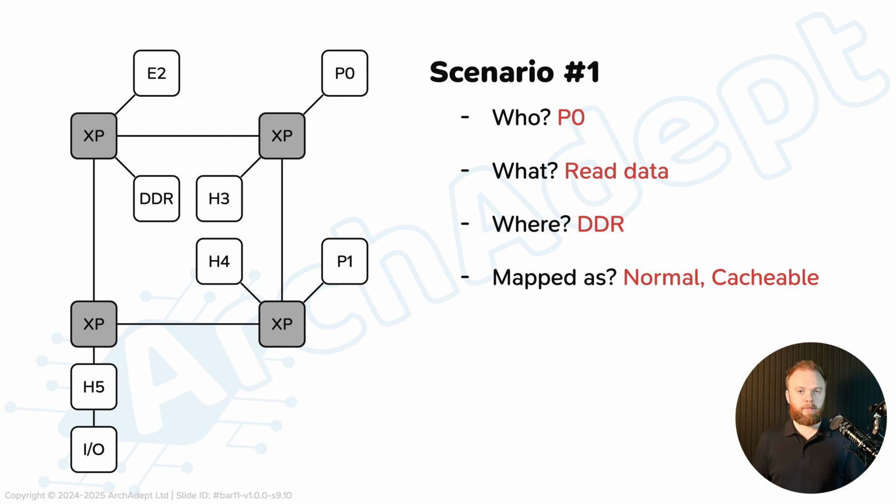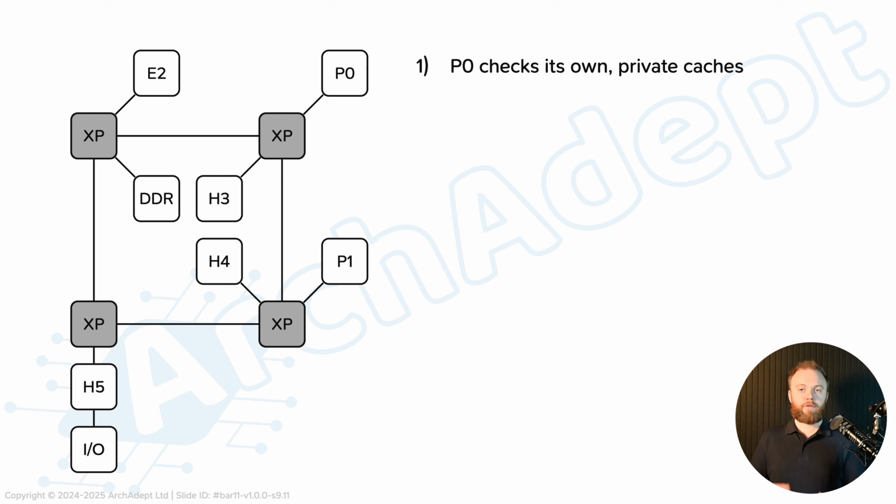So what's going to happen here? How does this actually work? Well, the first thing P0 is going to do is look up in its own private caches to see whether it already has a copy of that data. If it does, great. That data is simply loaded into the CPU's internal registers and we're done.